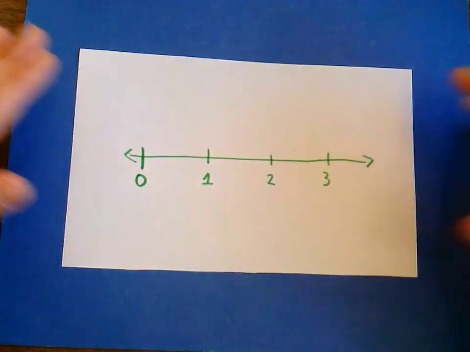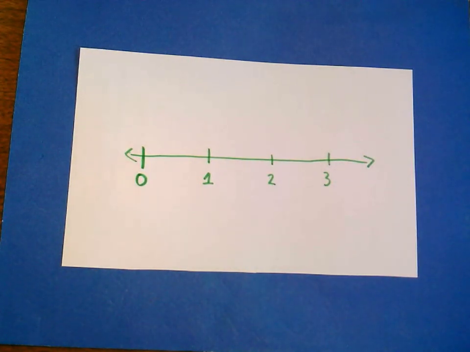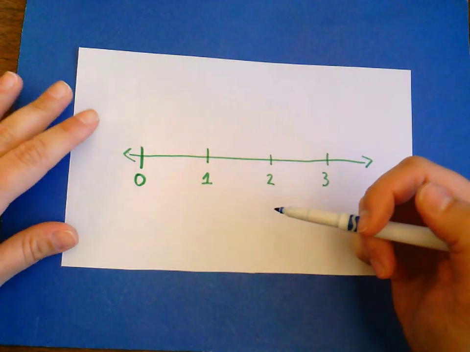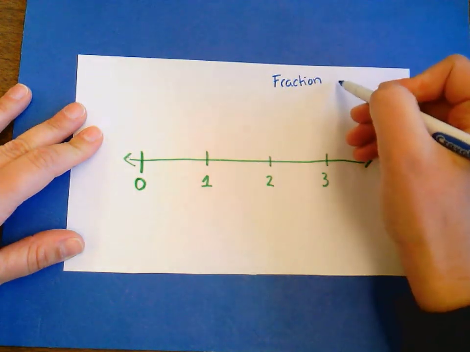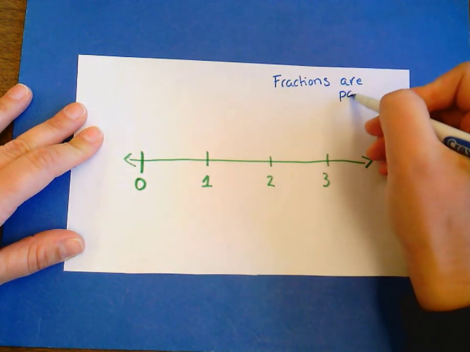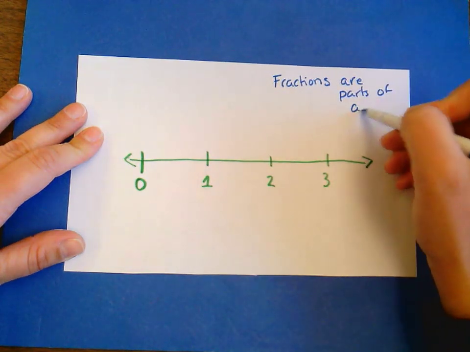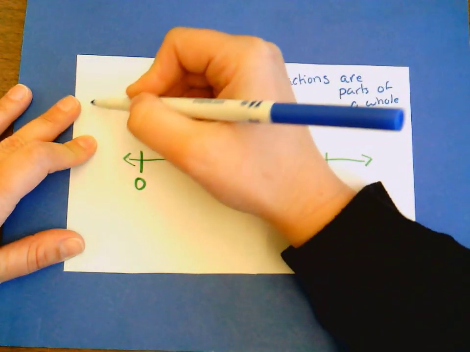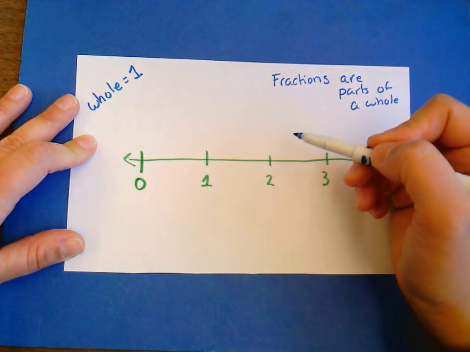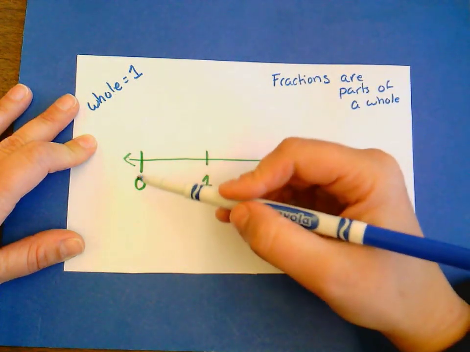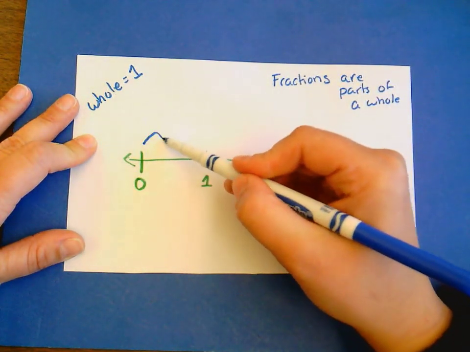So that's what we've been talking about up until this point, and we've been using number lines in multiplication to show equal jumps of certain amounts, and now we're going to also be using number lines for fractions. So we know that fractions are pieces or parts of a whole. And in this case, our whole is going to be 1. That's right. Just 1.